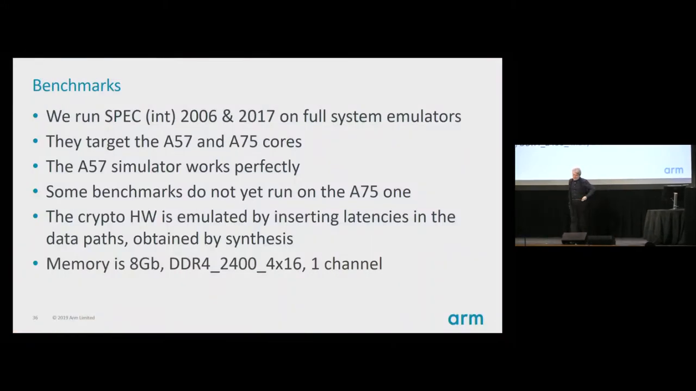The benchmarks are SPEC 2006 and 17 on full system emulators for the A57 and A75. The A75 emulator is a bit buggy, so some tests just don't run at all. But I mean, it's a little closer, let's say, for instance, to the Graviton2 CPUs that Amazon uses. They use A76, it's a bit faster. And we emulated the crypto hardware by inserting latencies in the data paths of the emulator. And these latencies are real world latencies because we have synthesized the cryptographic hardware we are going to use.